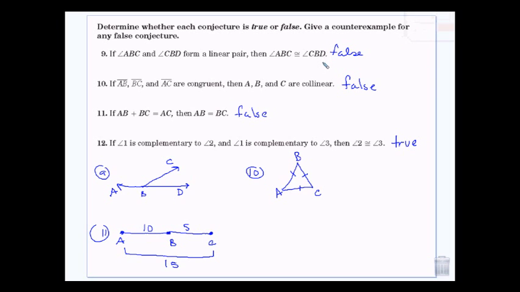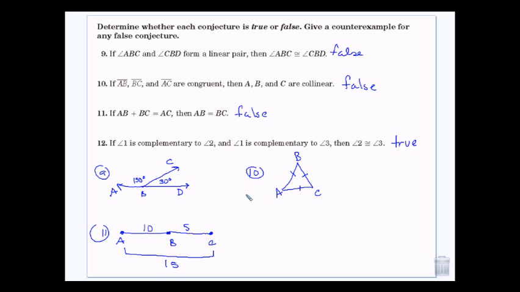Okay, number 9 is false because I can have any 2 angles form a linear pair. One could be 5 degrees and the other one could be 175, or 1 and 179, anything in between. So if I said this was, say, 30, then this would be 150. They are a linear pair, but they're not congruent.